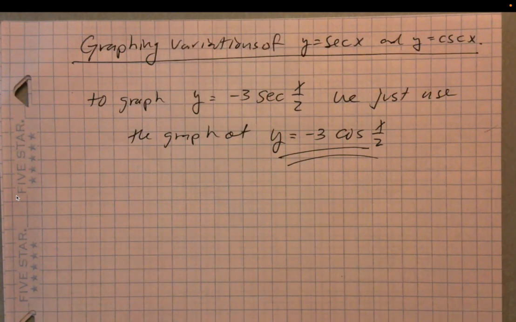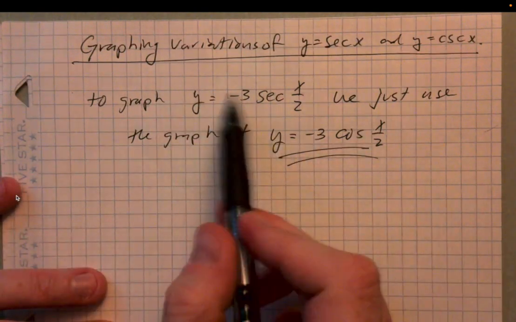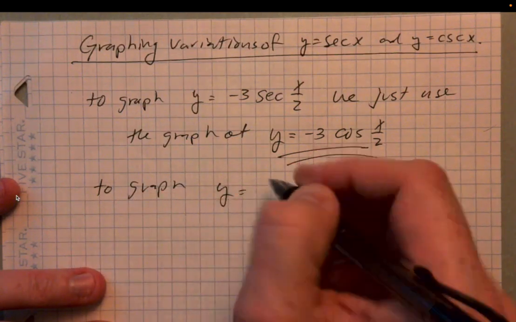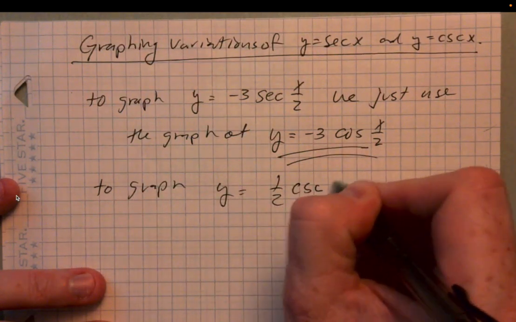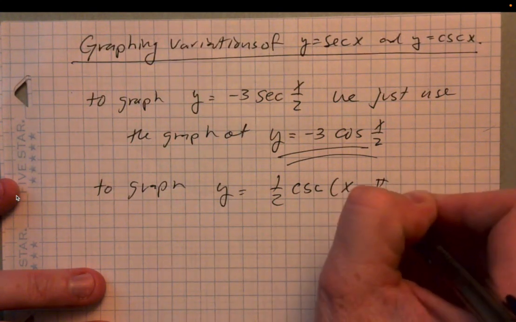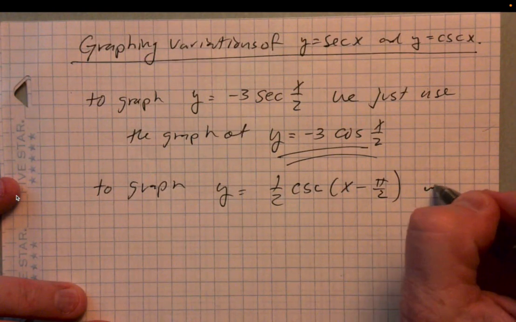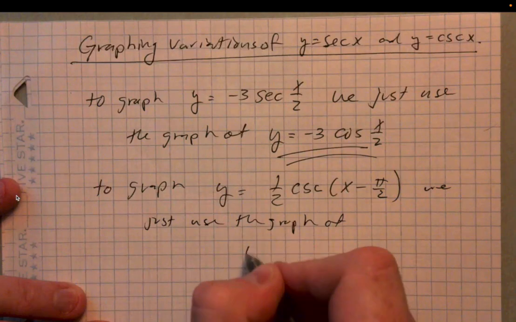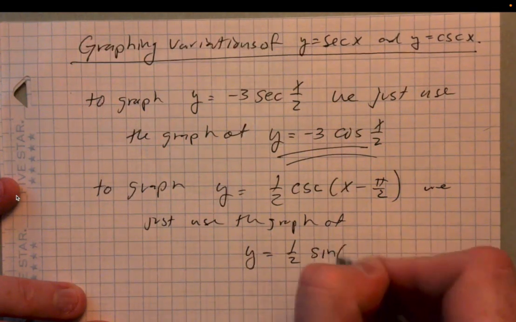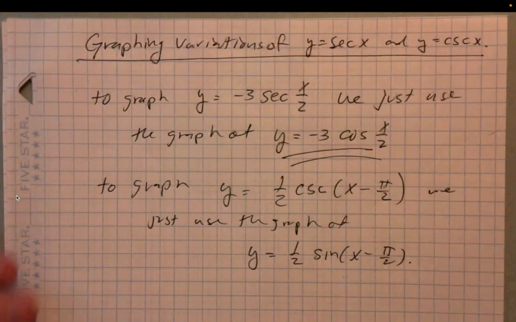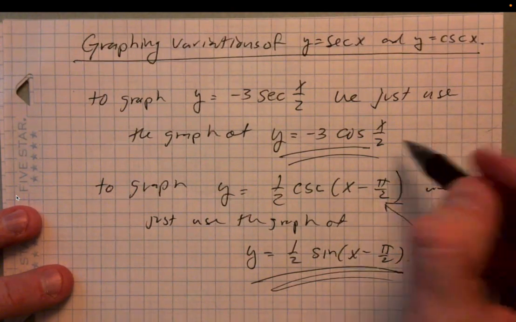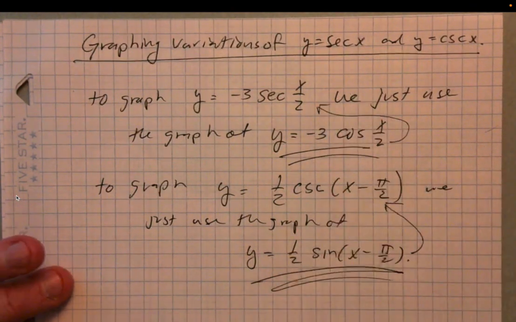Okay. All right, and it works the same way with the cosecant and the sine, right? To graph y equals 1/2 cosecant of x minus pi over 2, we just use the graph of y equals 1/2 sine of x minus pi over 2, right? Right, so this graph here will inform you about what that one looks like, and this graph here will inform you of what that one looks like.